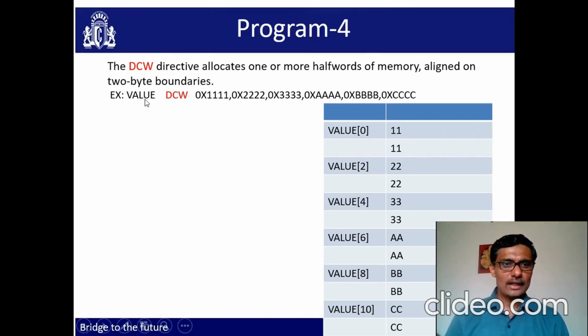Here value is an array declared with DCW, define constant word, an assembler directive. We have taken 6 half words here. In the memory they are stored like this: value 0 and value 1. The first 2 numbers are occupied, then the next memory locations hold the next 2 numbers. Like that, every half word will take 2 memory locations.